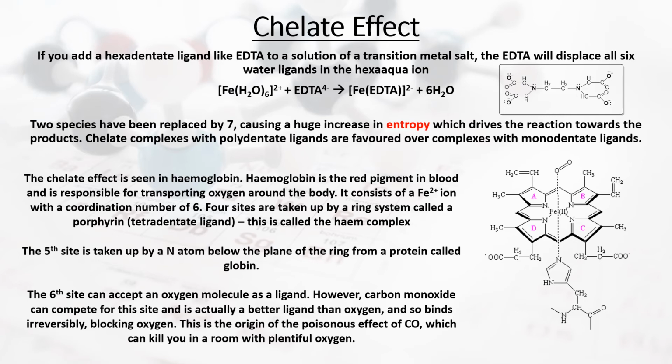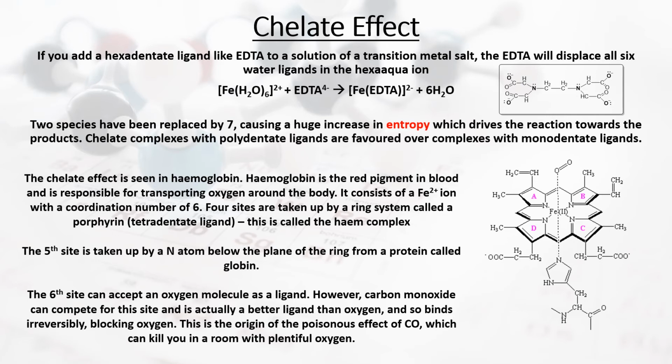Now the 5th site is taken up by a nitrogen atom below the plane of the ring, from a protein that's called globin. You have this nitrogen atom at the end of this protein chain that can bond to the iron atom from below the plane of that porphyrin ring. And that part, the protein part, is named globin. Hence the name hemoglobin. You have the heme part, which is the ring with the 4 nitrogen atoms in the centre. And then finally this 5th site being the protein globin, which binds using another nitrogen lone pair, but from below the plane.